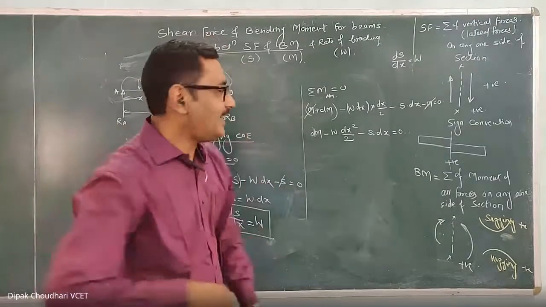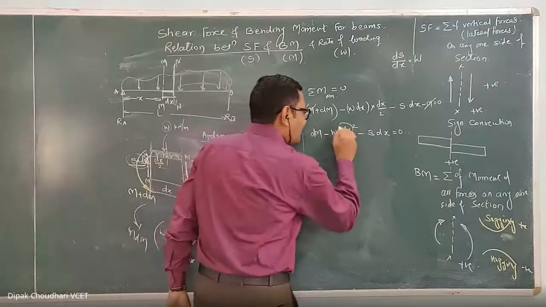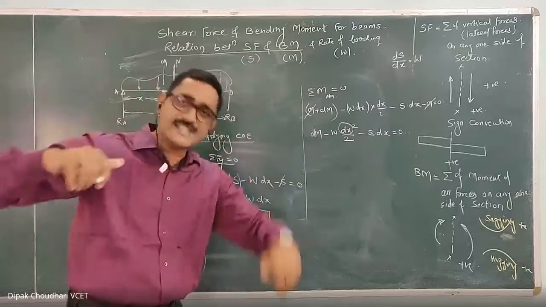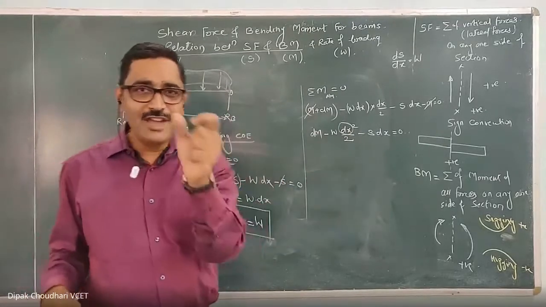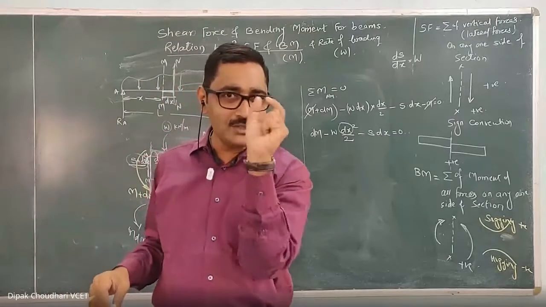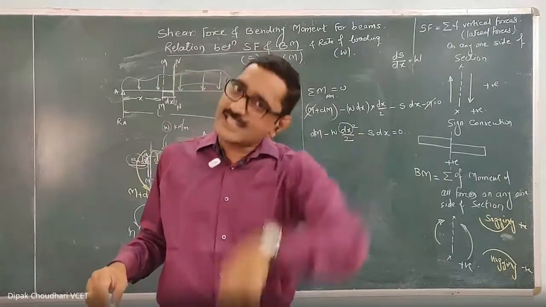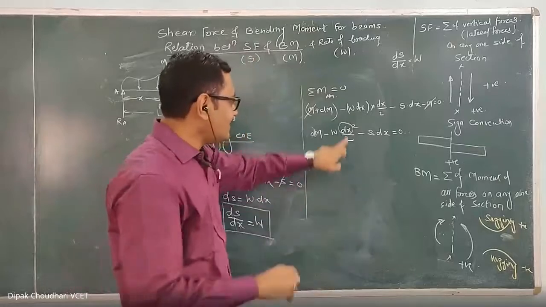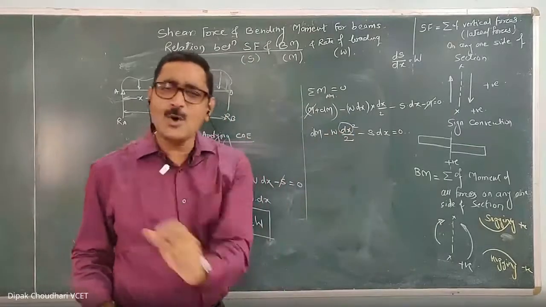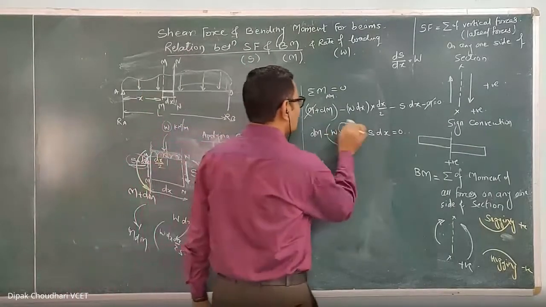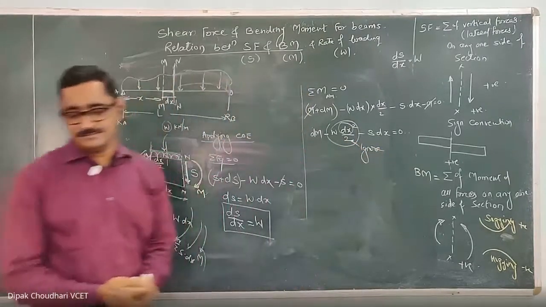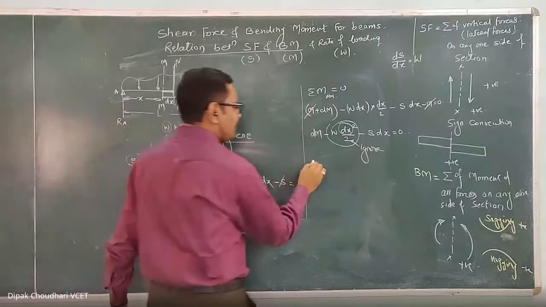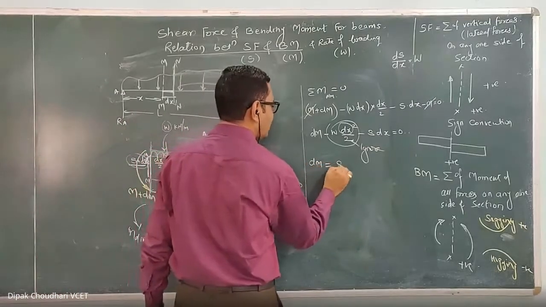And the square of that very small quantity is further smaller. You must know that. If we take the product of two very small quantities, the product is still smaller. So here, since dx squared is very, very small, we can ignore it. If I ignore this, I will get dM equal to S into dx.